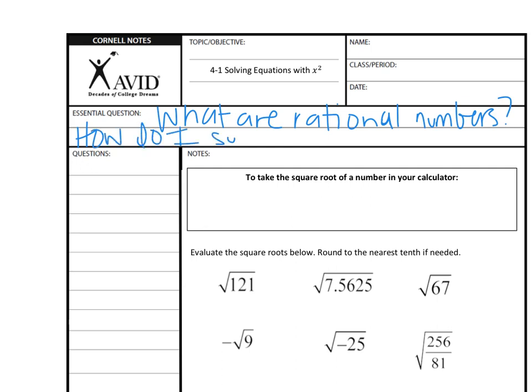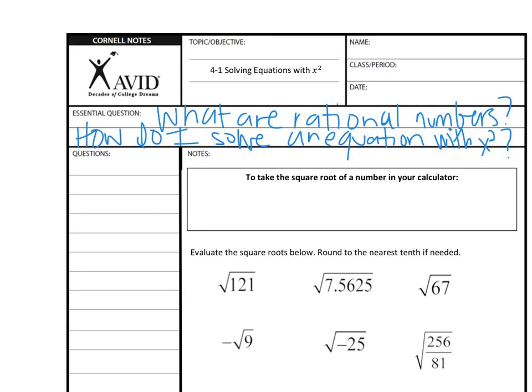So how do I solve an equation with an x squared in it? And let's talk about rational numbers first. So we're going to do a lot of square roots today, and we'll need our calculator to help us.